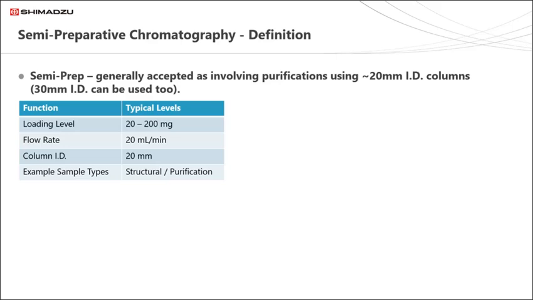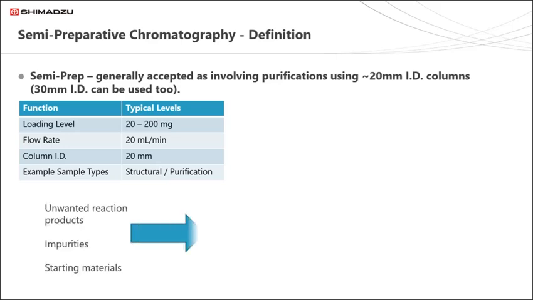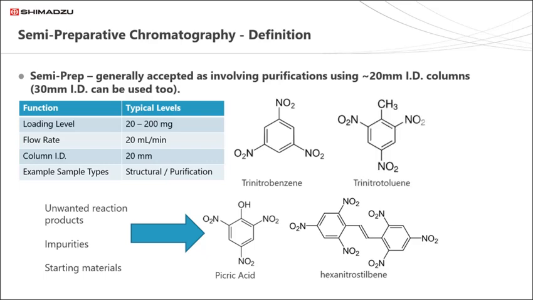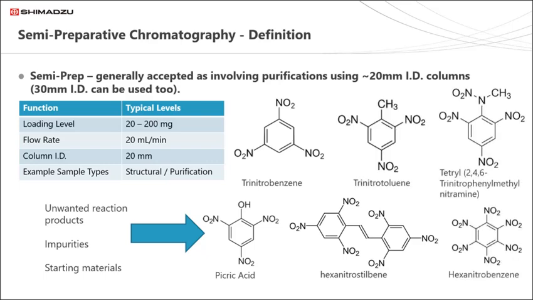Semi-preparative LC purification can be defined in terms of scale to use 20 mm ID columns at approximately 20 mL a minute and is capable of purifying up to 200 milligrams of material. Systems are often used to purify target compounds from unwanted reaction products, impurities, and starting materials in reactions.